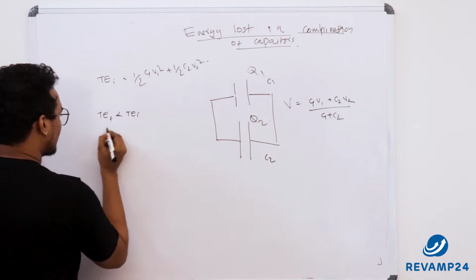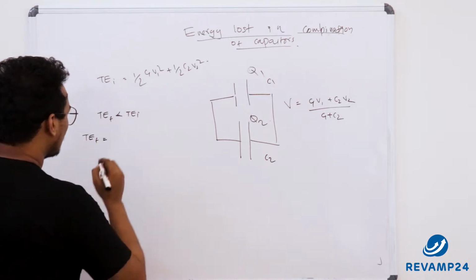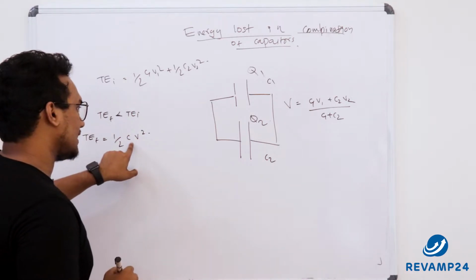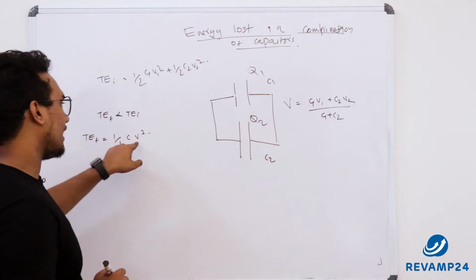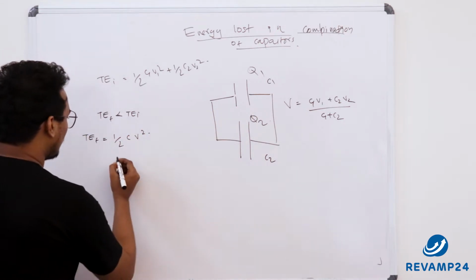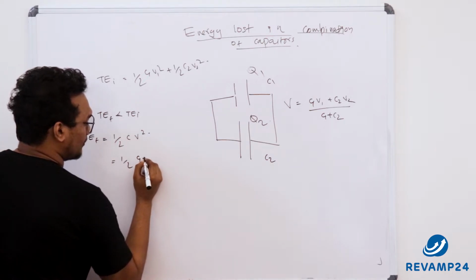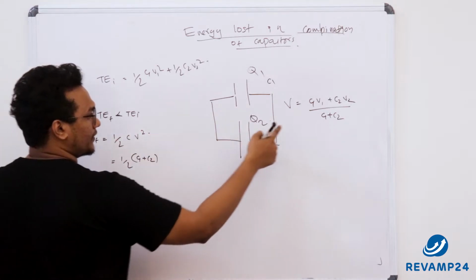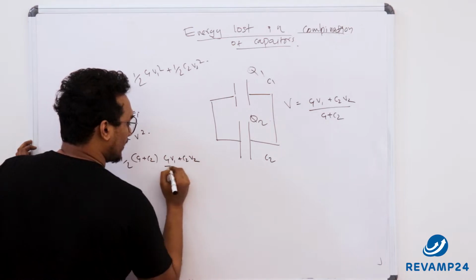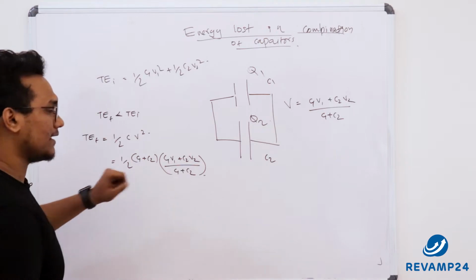Now what is the final energy? Total energy final, we can use half CV square for the equation, where C is the combined capacitance and V is the common potential when we are combining in this way. Okay, now half, what is C? C effective, C1 plus C2. Now what is common potential? This one, C1 V1 plus C2 V2 divided by C1 plus C2. This is total energy final.